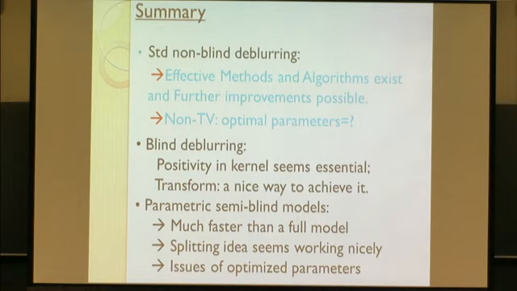For the blind case, positivity seems essential. So, through a transform thing, we can achieve the full potential of the original Chang-1 model. For the parametric case, we make it much faster, but have fewer unknowns. And then the splitting idea seems the key. And there are lots of problems with optimized parameters we haven't looked at.